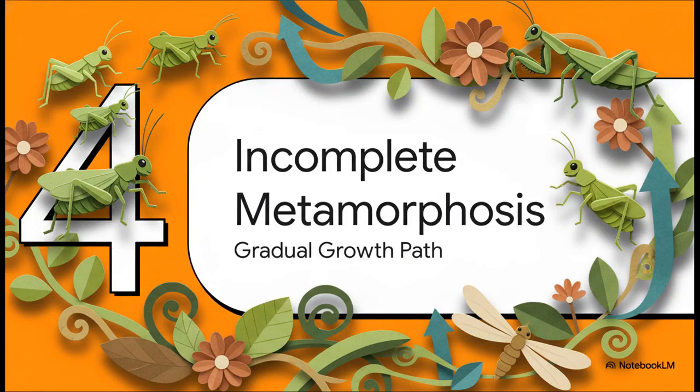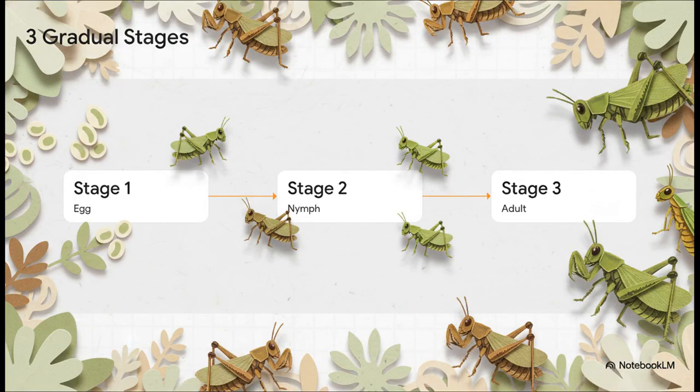Part 4. Incomplete metamorphosis explained, the gradual growth path. Let's move on and see how this builds. Because if complete metamorphosis is a dramatic shapeshift, incomplete metamorphosis is all about gradual development. Structurally, this path relies on only 3 stages. Step 1, egg. Step 2, nymph. Step 3, adult. Rather than dissolving and starting entirely from scratch, the organism maintains a consistent general shape from birth.